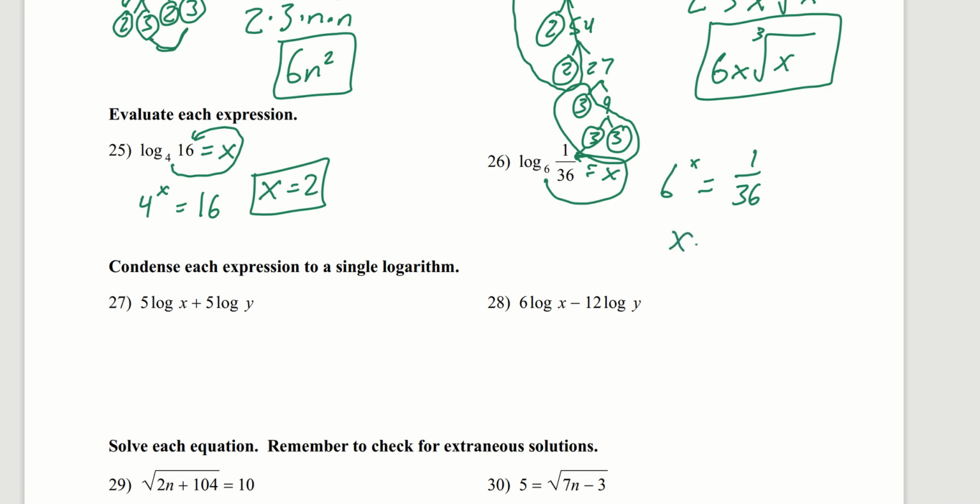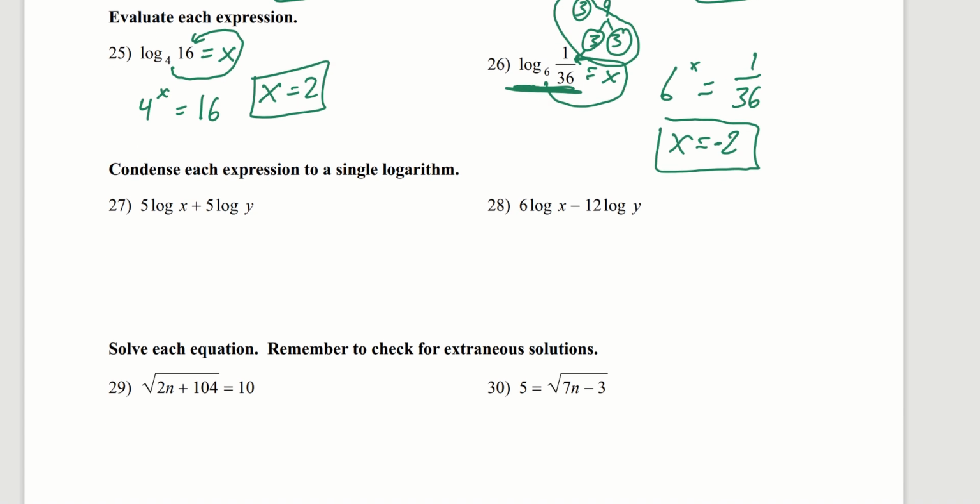Well, I know 6 to the second power is 36. If I have 1 over 36, we talked about this, it would just be a negative version of that number. So 6 to the negative second power would equal 1 over 36. And again, if I typed that into my calculator, I would end up with the same result.